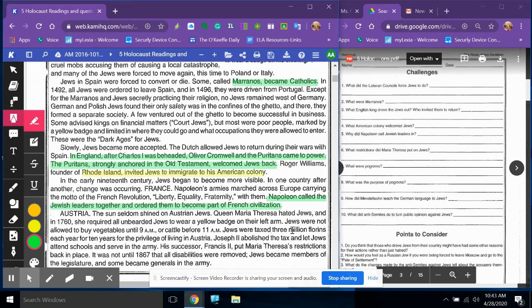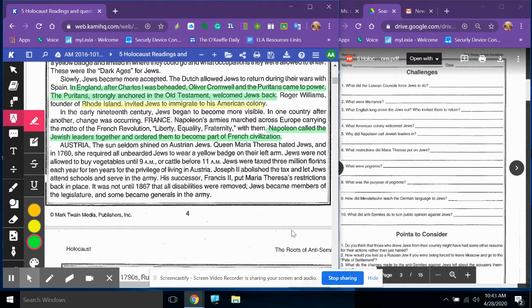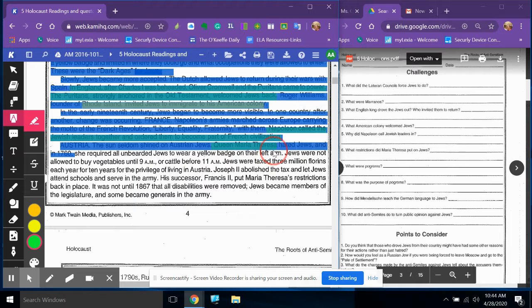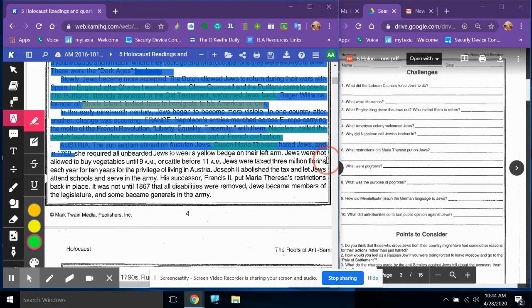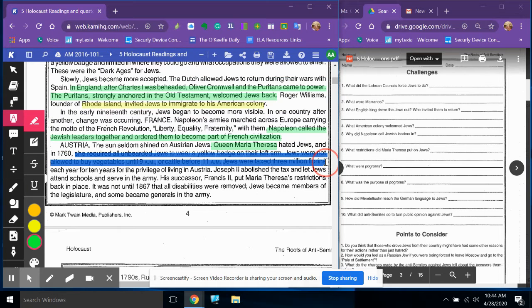Austria. The sun seldom shined on Austrian Jews. Queen Maria Theresa hated Jews. So Queen Maria Theresa, that's going to be an important person, right? She required all unbearded Jews to wear a yellow badge on their left arm. Jews were not allowed to buy vegetables until 9 a.m. or cattle before 11 a.m. Jews were taxed 3 million florins, which is like their dollar, each year for 10 years for the privilege of living in Austria. That is expensive.